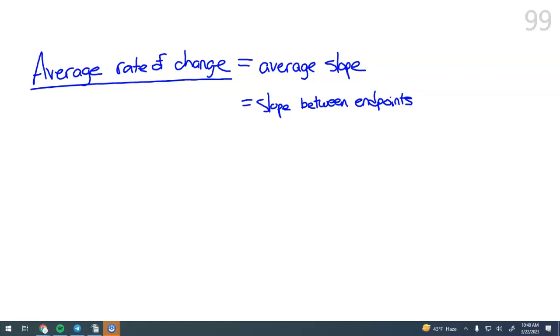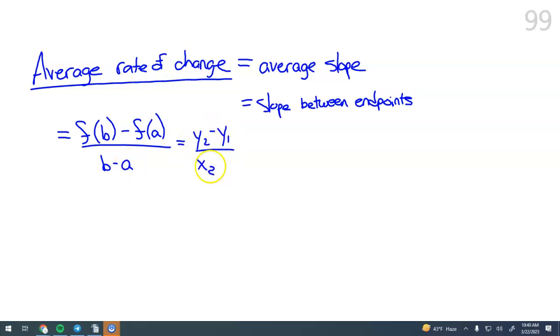Part of this lesson is actually review. I'm going to do it a little different than his presentation. We've done this, average rate of change. You can put this as average slope. You can call it the slope between the endpoints. It's basically just y2 minus y1 over x2 minus x1. These are all just different ways to say the same thing.